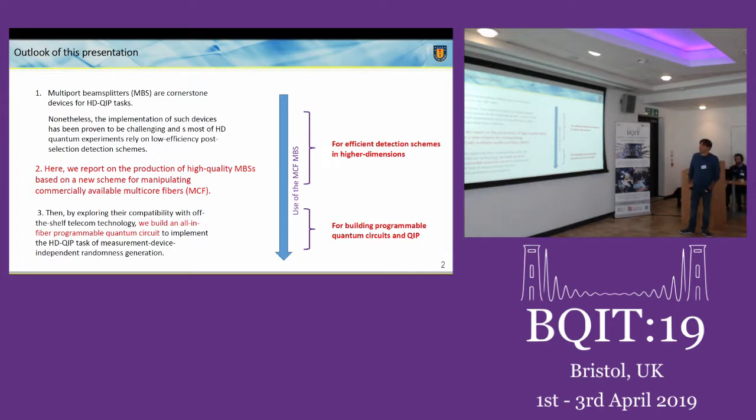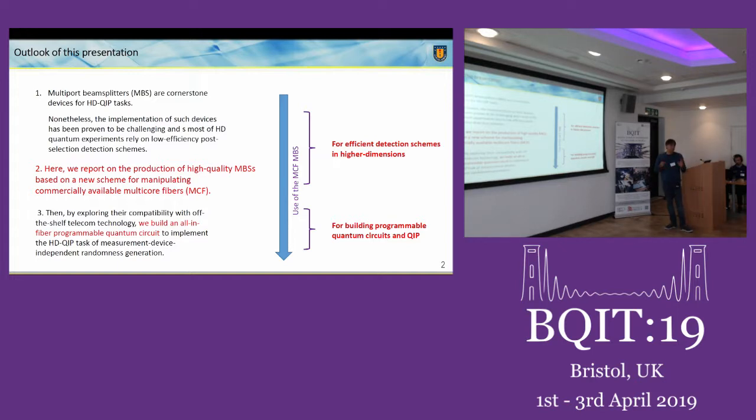So we know that multiport beam splitters are crucial for high-dimensional quantum information processing. For me, the easiest way to show this is that in the experiments, we need them to be able to assess the many outcomes of simple projective measurements you can do. But the problem is that the fabrication of this device has been proven to be difficult, with only recent progress with integrated photonics technology. And actually, most of the high-dimension quantum experiments done to date are based on inefficient post-selection detection schemes.